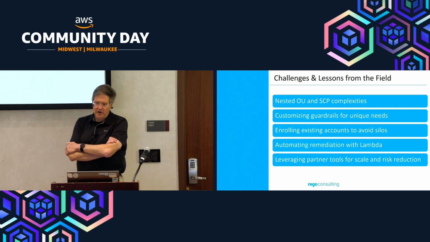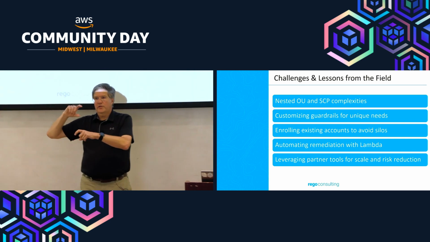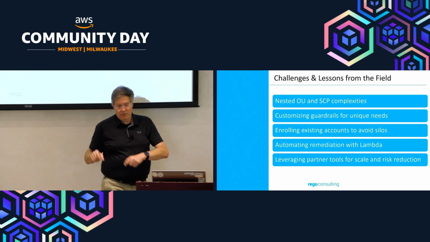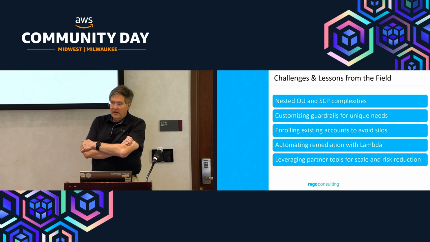The key lessons learned start with nested OUs, where you have one OU below another OU. If you can avoid that, try to avoid nesting OUs. Just keep your organization as flat as possible.